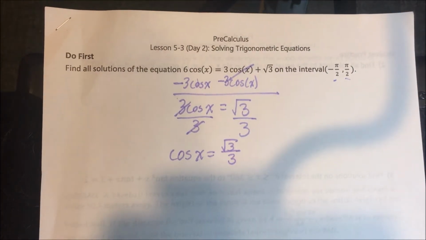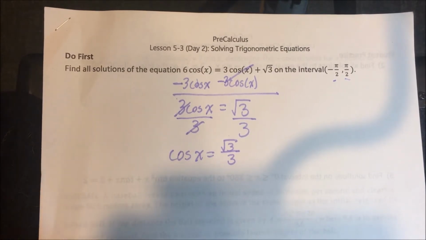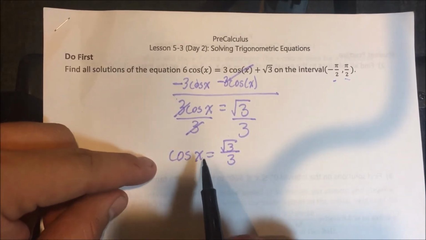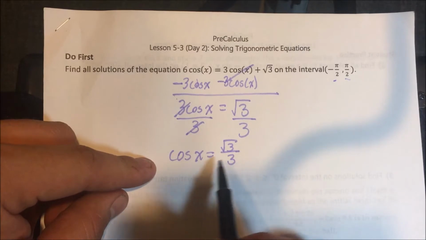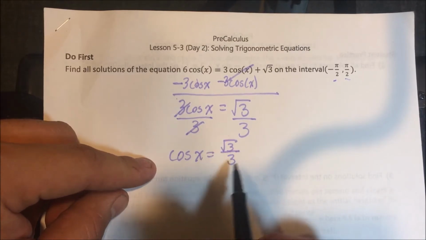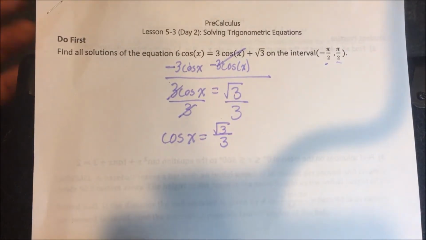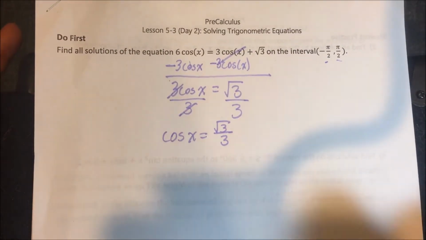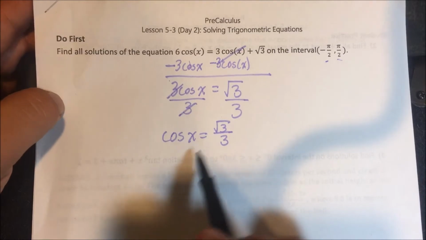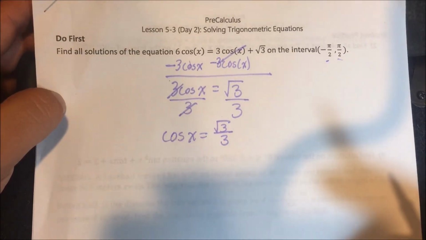Now at this point, you might be telling yourself, well, I'm going to look on the unit circle and see what angle matches a cosine, or an x-coordinate, of the square root of 3 over 3. Well, the problem is there isn't one, right? It's not always going to be the case that the cosine that you get is going to be equal to something on the unit circle.